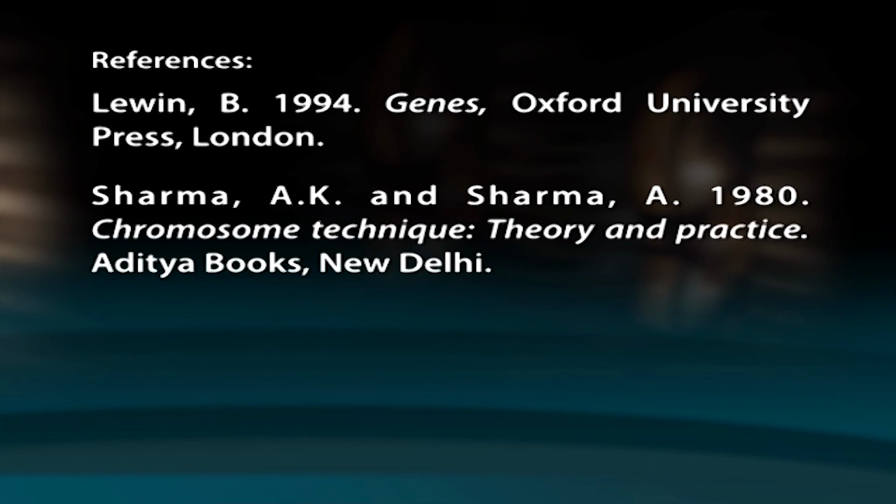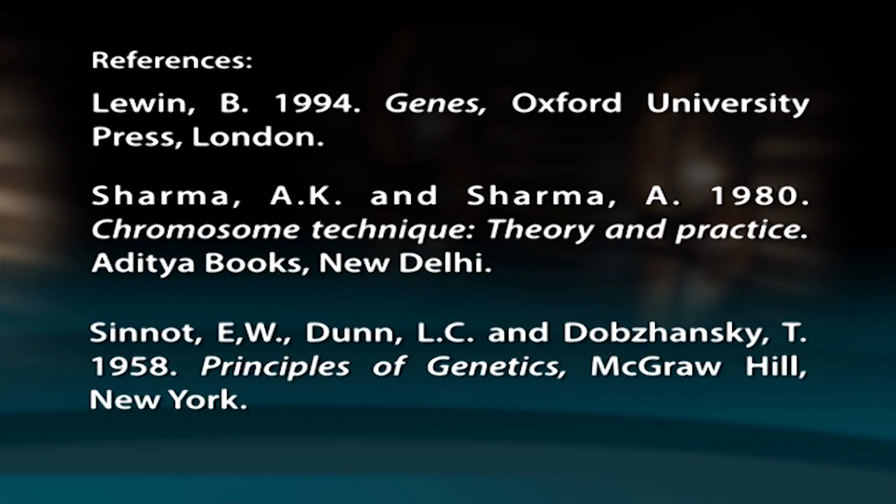Fifth reference book would be entitled Chromosome Technique: Theory and Practice, written by Sharma and Sharma in the year 1980 and published by Aditya Books, New Delhi. Yet another book would be entitled Principles of Genetics, written by Sinnott, Dunn and Dobzhansky. It is published by McGraw-Hill in New York.